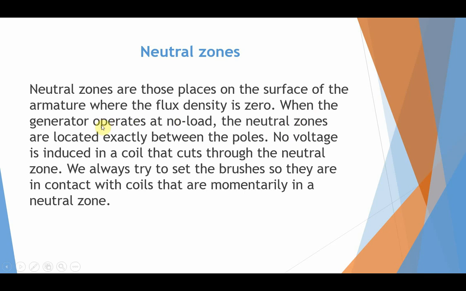The neutral zones are located exactly between the poles. No voltage is induced in a coil that cuts through the neutral zone. We always try to set the brushes so they are in contact with the coils that are temporarily in a neutral zone. We connect the brushes in this zone in order to minimize the sparking effect that is produced in the generators.